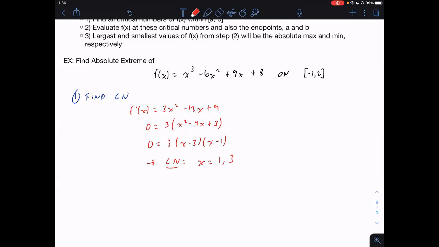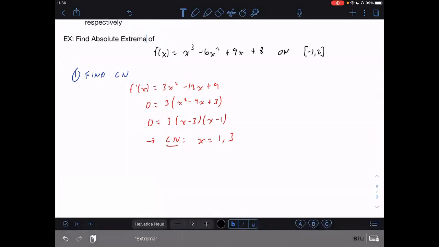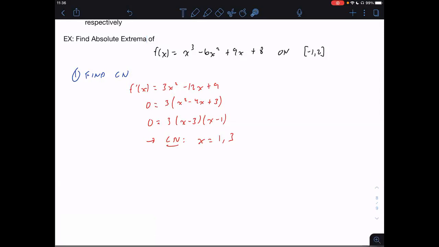All right, so here we have found two critical numbers for this cubic function at x equals 1 and x equals 3. But this part we also got to be careful with. Again, we want to find the absolute extrema on the closed interval from -1 to 2. Again, we're not looking at the entire domain, just this defined domain.